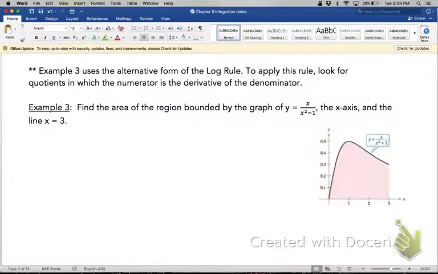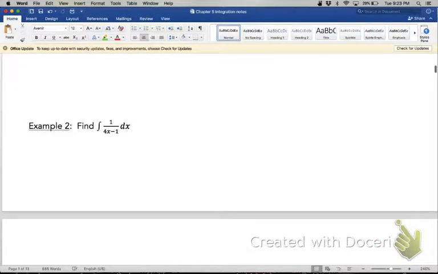Alrighty, so if we take a look at example 3 here, this is going to use that alternative form of the log rule. Now, in the example we did in number 2, we didn't actually have the 4 on the top. So that's like the example we did where we multiplied by 2 and then divided by 2. We could do the same thing here. If I wanted to rewrite this as 4 over 4x minus 1, I would also need to multiply this by 1/4 in order to technically have that still be a 1. But then we can factor that 1/4 out to the front, which is exactly what we ended up doing when we did that u substitution anyways. So it all works out either way that you want to do it.